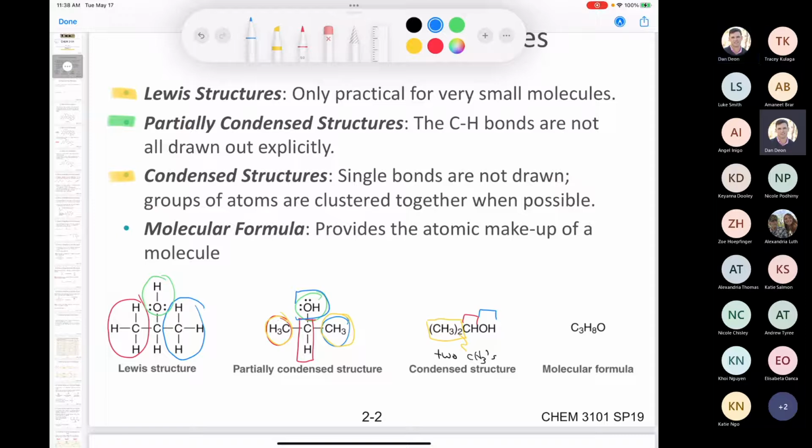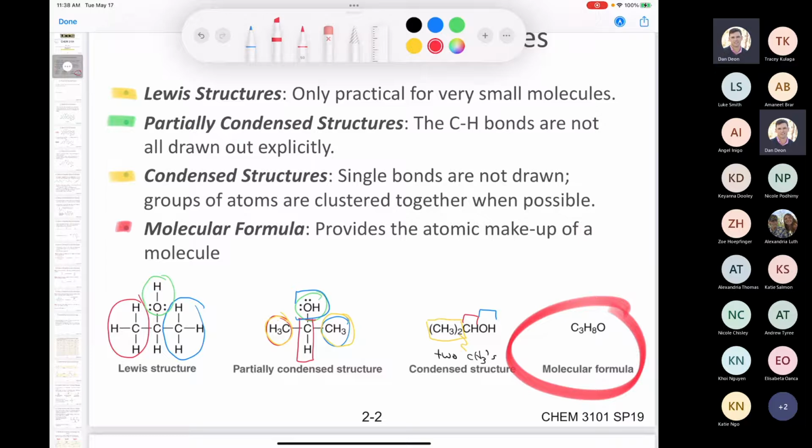And then something that you would definitely be used to from general chemistry is just a plain old molecular formula, C3H8O, because you would have used those all the time to do calculations of stoichiometry. You're trying to figure out how many moles of this and how many grams of that. You would have used molecular formulas all the time.